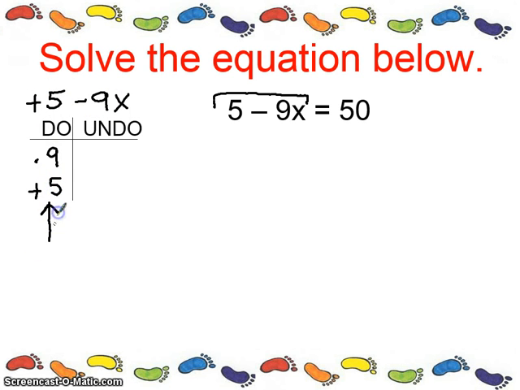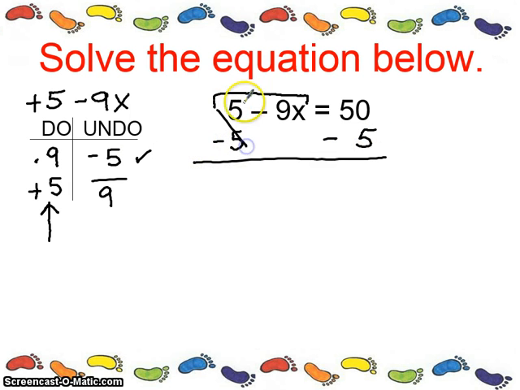So to undo that, I'm going to have to do inverse operations in a reverse order. So I have to subtract 5 from each side and then divide by negative 9. Subtract 5 is the opposite of add 5. Divide by 9 is the opposite of multiply by 9. So our first step is to subtract 5 from each side. 5 minus 5 makes 0. So we get negative 9x equals, and 50 minus 5 is 45.